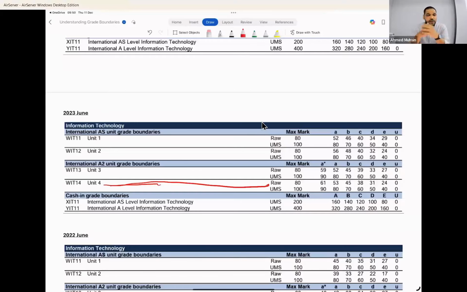Right. Now everyone look here. Boys, girls, everyone look here below. Now you all have seen Unit 4 is a paper where you can easily score your marks and score an A star.